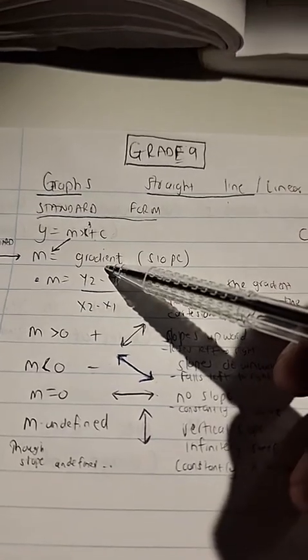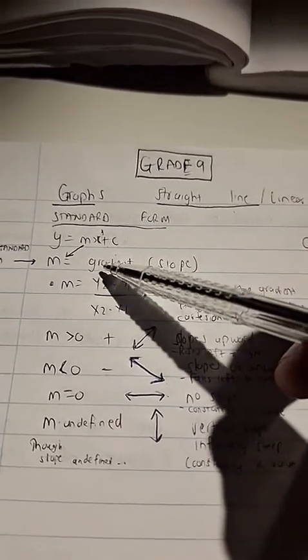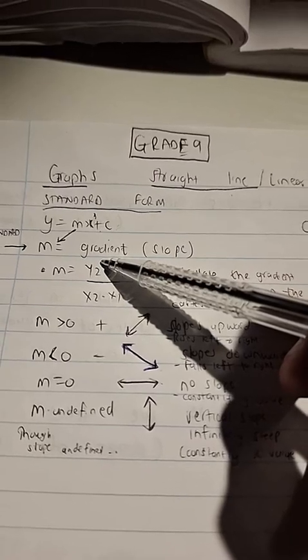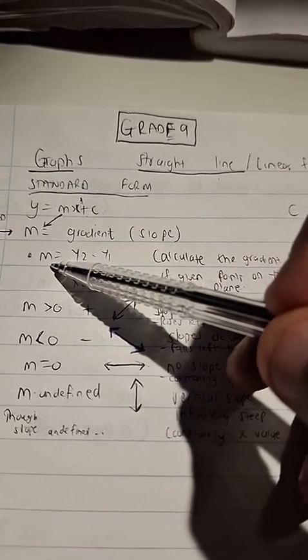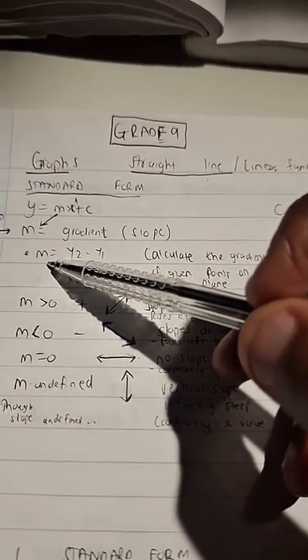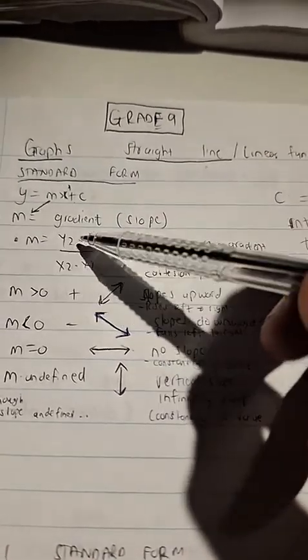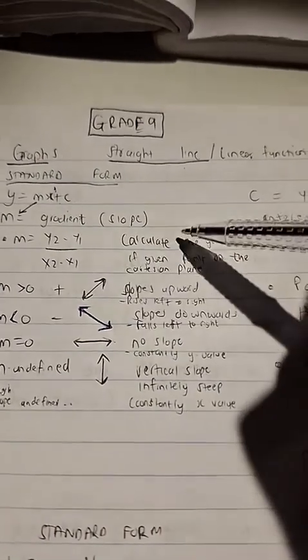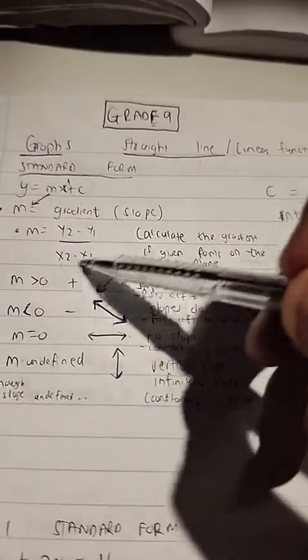m stands for gradient, as we explained, slope. Okay. If we are given the equation in standard form, we can read the gradient. If we don't have the gradient, but we are given points on a Cartesian plane, we can calculate the gradient by using this formula. m is equal to y2 minus y1 over x2 minus x1. We calculate the gradient if given points on the Cartesian plane. We use this formula.